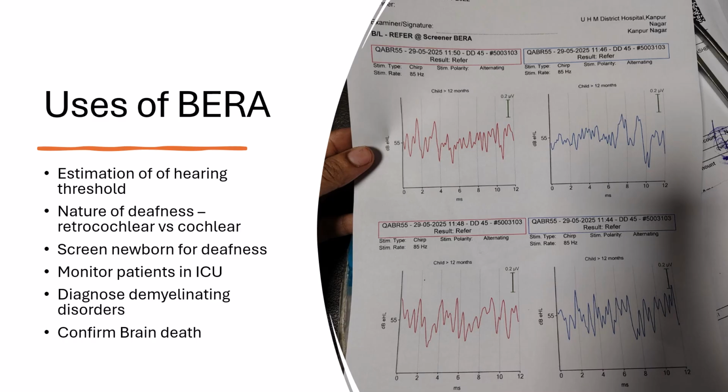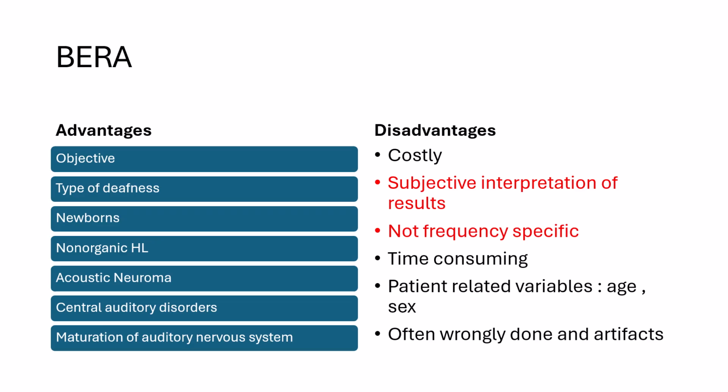Okay. Now, what are the pros and cons of BERA? So, using BERA has its own advantages. It's an objective test, it is non-invasive, it is ideal for newborns and malingering cases, and helps detect central lesions. What are the disadvantages? It is expensive, it is time consuming, not frequency specific, and prone to artifacts and interpretation errors.